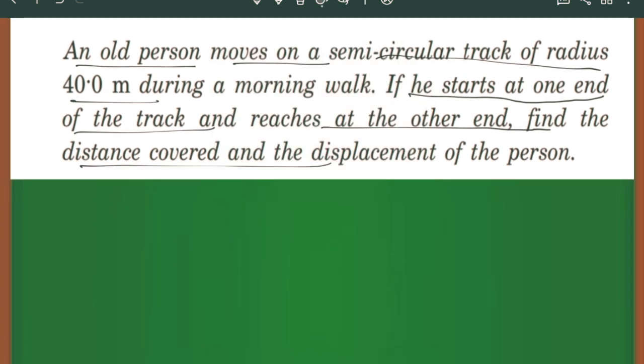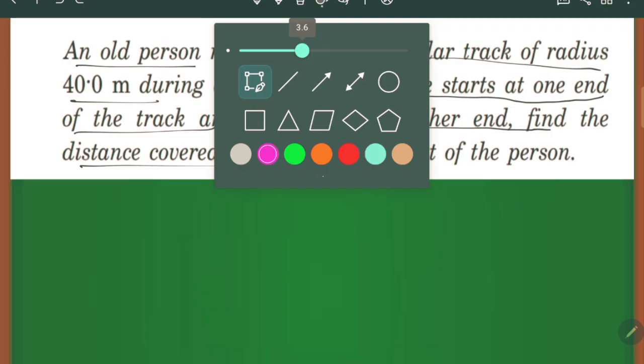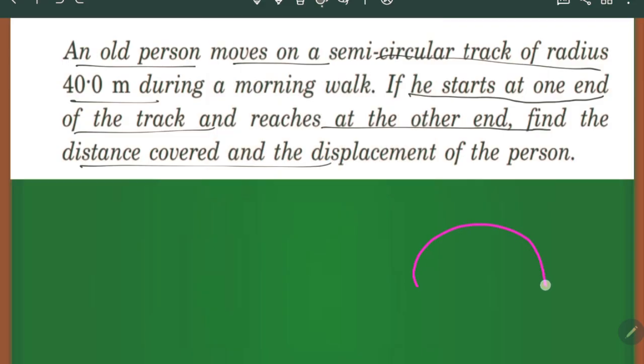So in this question, what they are telling is that a person moves on a semicircular track. This semicircular track has a radius of 40 meters. If he starts at one end of the track and reaches the other end, it means someone starts from this end point and reaches the other end. Find the distance covered and the displacement.